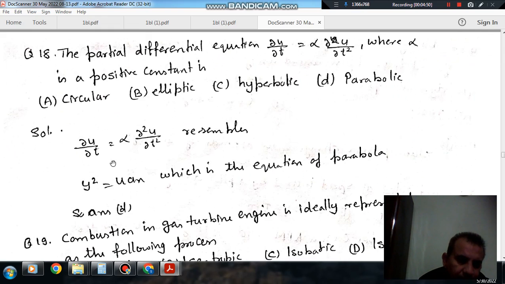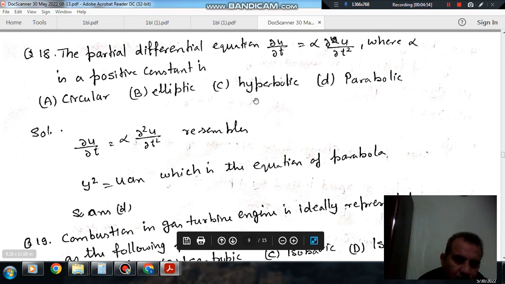Okay, and it resembles that parabolic equation, that is y square is equal to 4ax. So answer is option D.